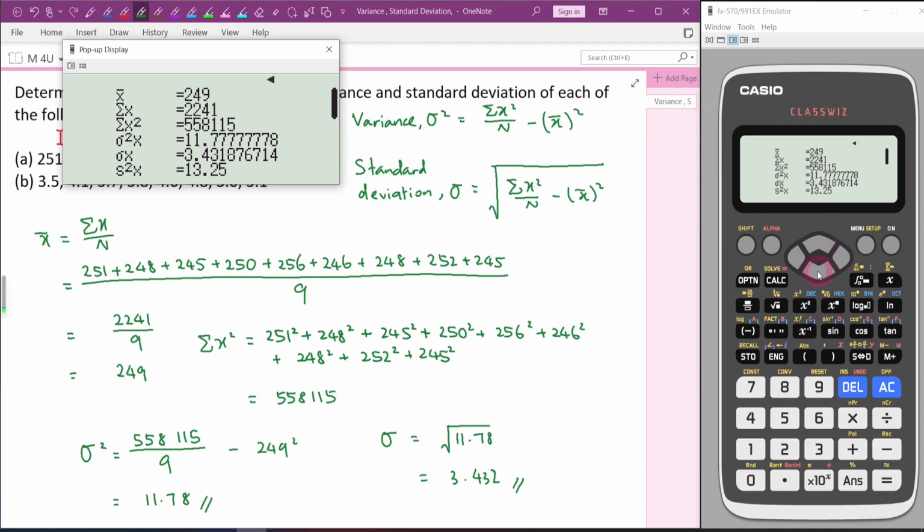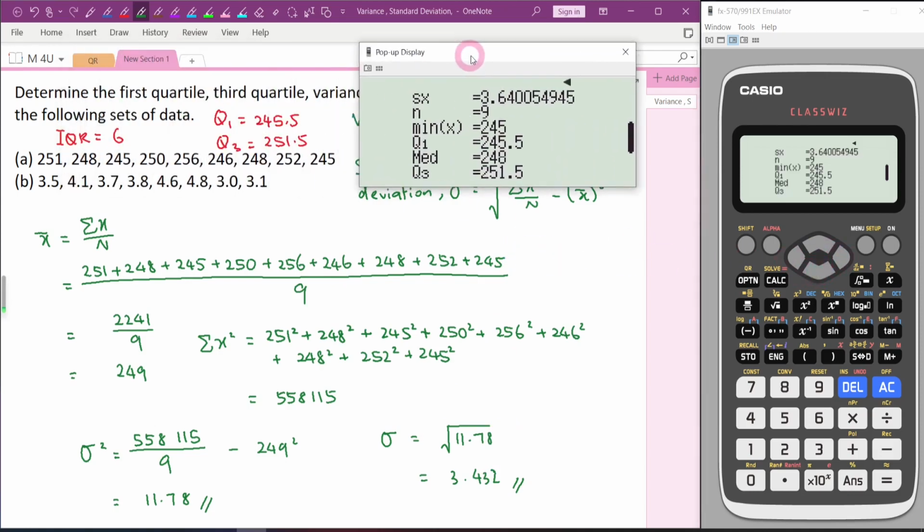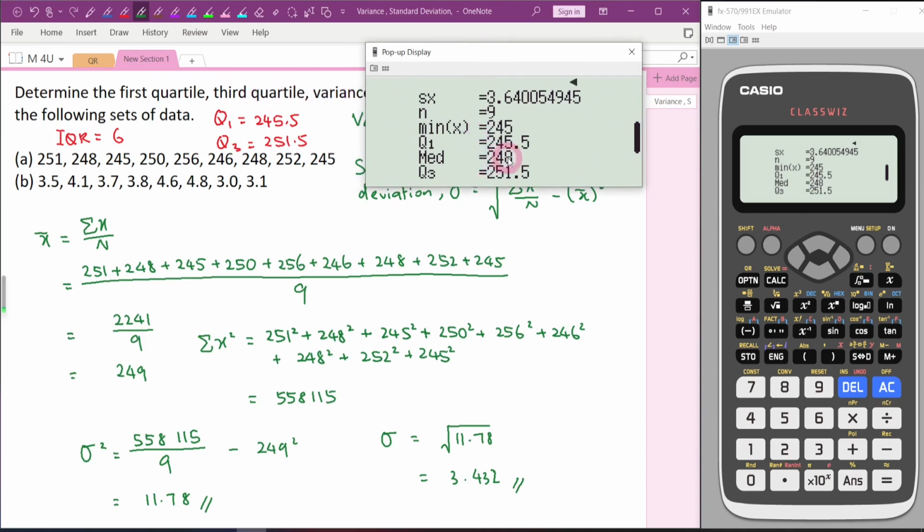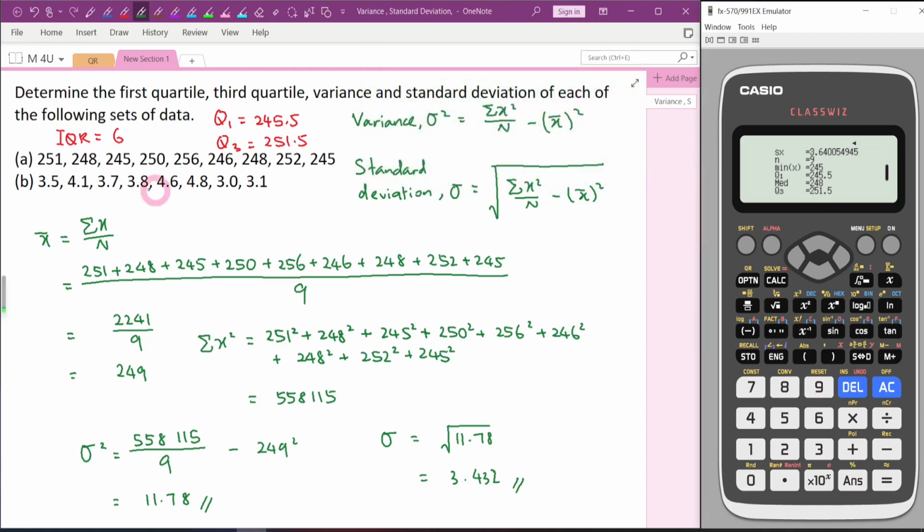If you want to get the first quartile, what do we need to do? Just press the arrow key and look for Q1. Q1 is first quartile. First quartile is equal to 245.5. And the third quartile is 251.5. So this is how we use our calculator to help us check the answer for first quartile, third quartile, variance, standard deviation, and also median. Median I told you before, right? Okay, now let's go to part B.